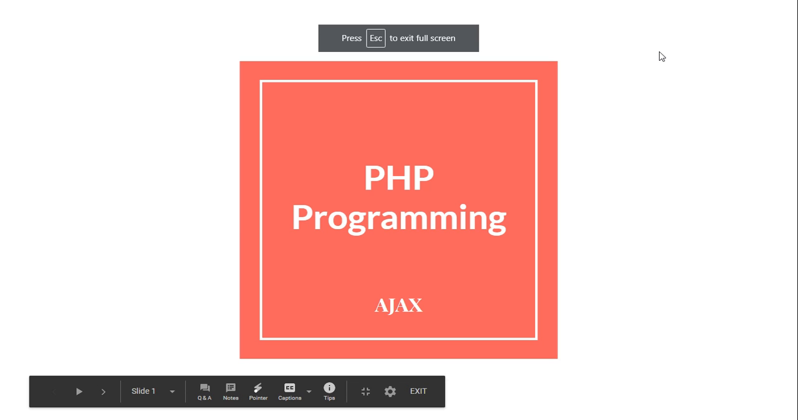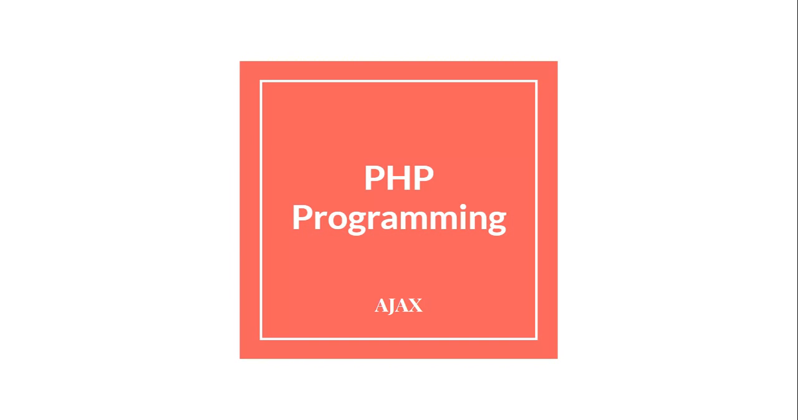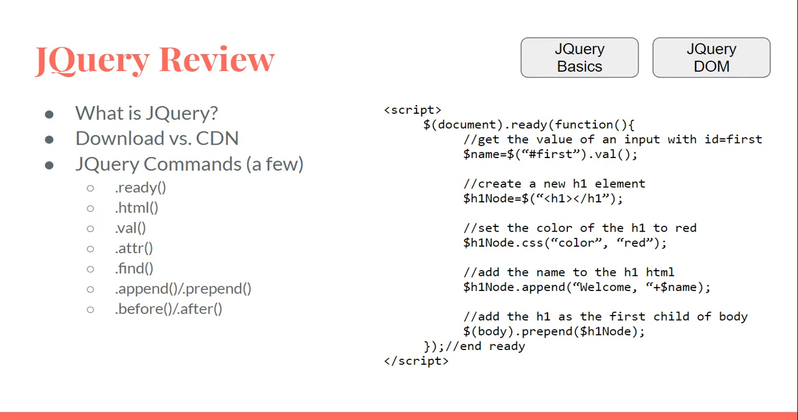This lesson is about PHP programming and, in particular, how to use Ajax technologies with PHP. So, to get started, just to review, what is jQuery? jQuery is a JavaScript library that provides some easy functionality for interacting with HTML and CSS. jQuery can either be downloaded and stored locally, or it can be accessed via CDN, an online content delivery network.